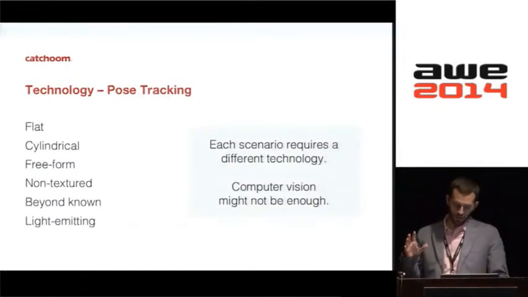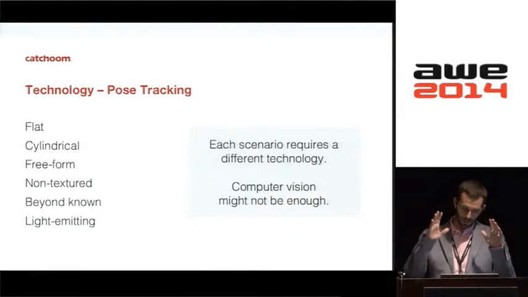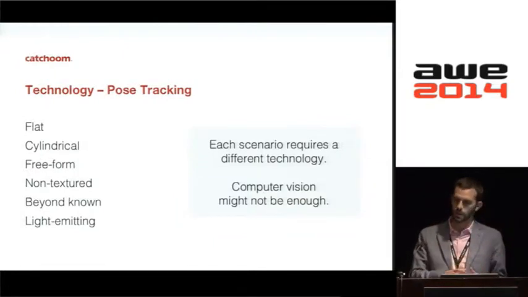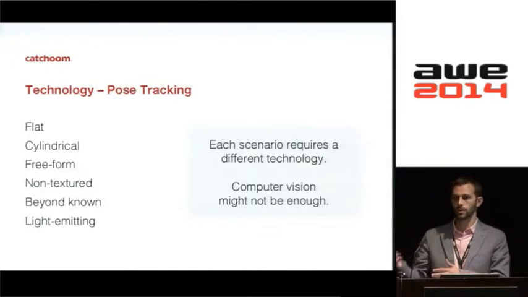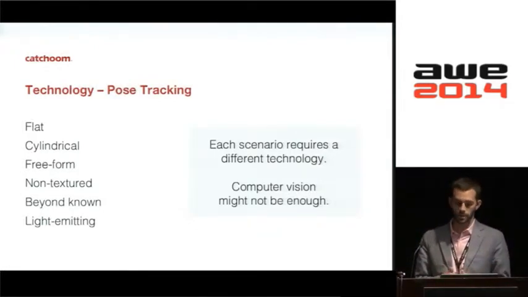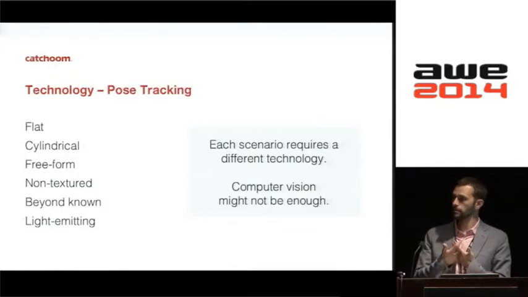So in terms of pose tracking, the idea that I want you to keep in mind is that each scenario requires different technology. The object that you're enhancing or interacting with has different properties, which will pretty much align with different technologies. So whether it's flat, probably it would be a 2D tracker; cylindrical, it depends on the type of cylindrical object it is; freeform, say a sculpture; whether it's textured or not, the texture plays a very big role.